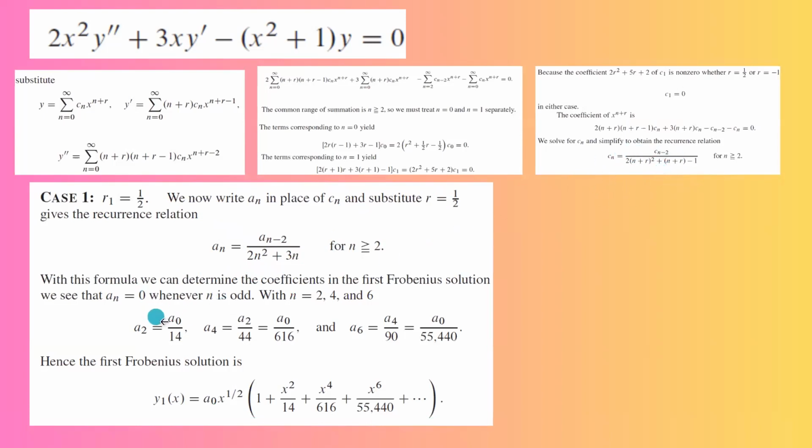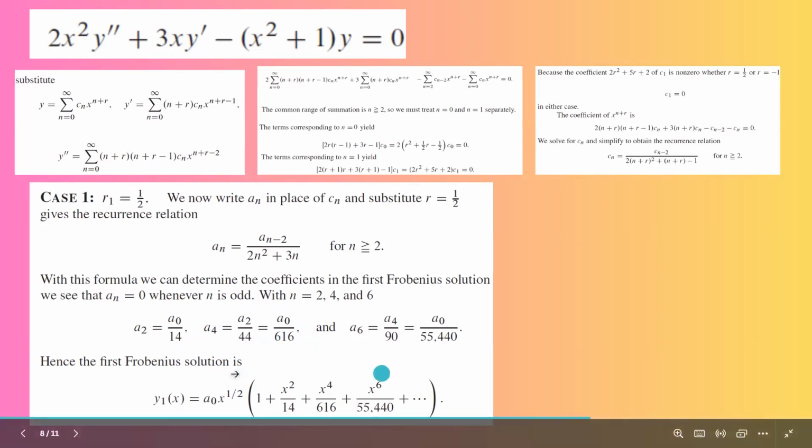And basically, you can see that this formula gives us the coefficient in the first Frobenius solution, and we can see that a sub n is equal to 0 if n is odd. And when n is equal to 2, 4, 6, you get a sub 2 equals a sub 0 divided by 14, a sub 4 equals a sub 2 divided by 44, or a sub 0 divided by 616, and so on. So this is your first power series solution.